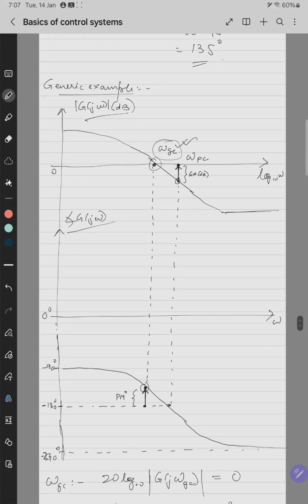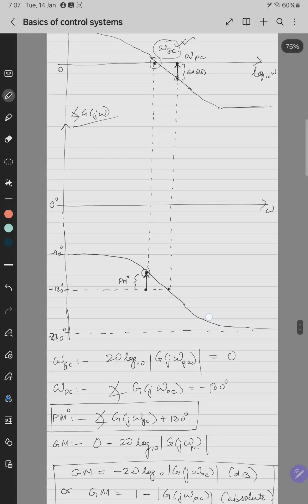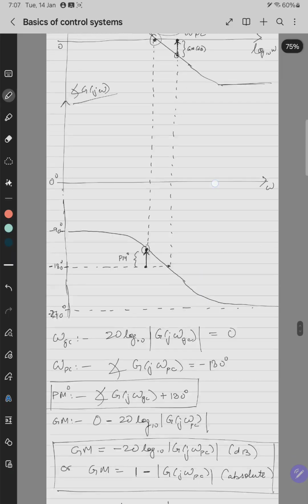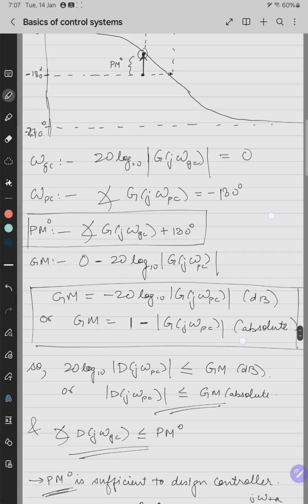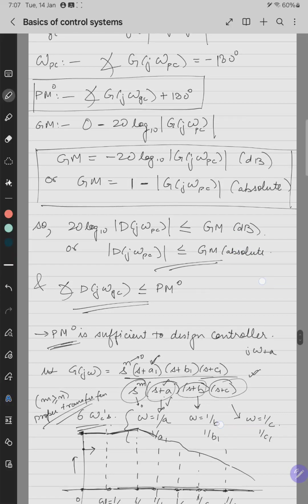Then, in a generic example, I showed how to denote the phase margin and gain margin on a Bode plot graph. Then their mathematical expression, the generic mathematical expression for a plant for the crossover frequencies and margins.